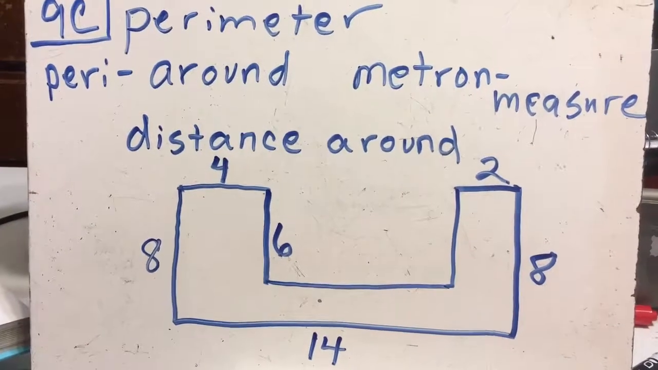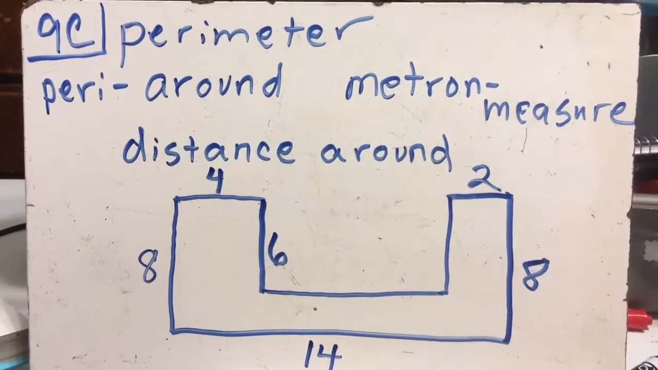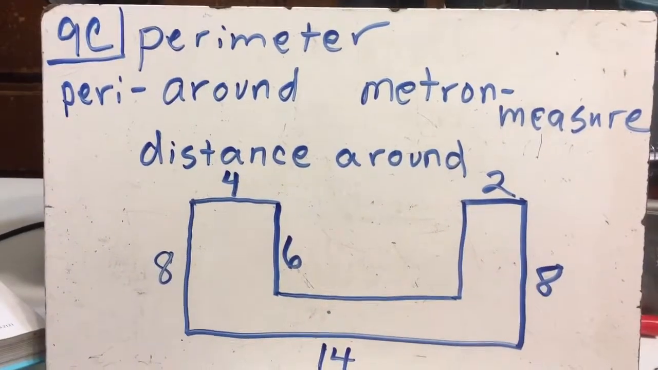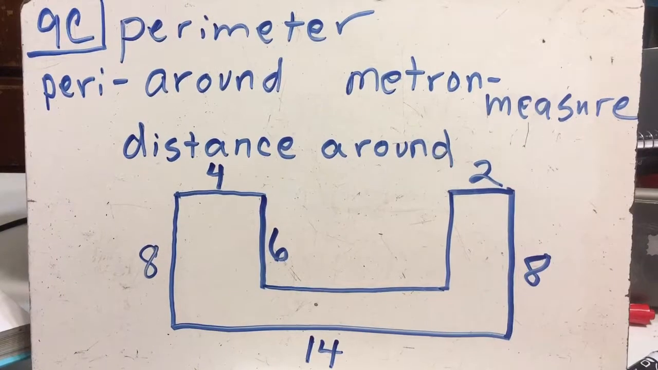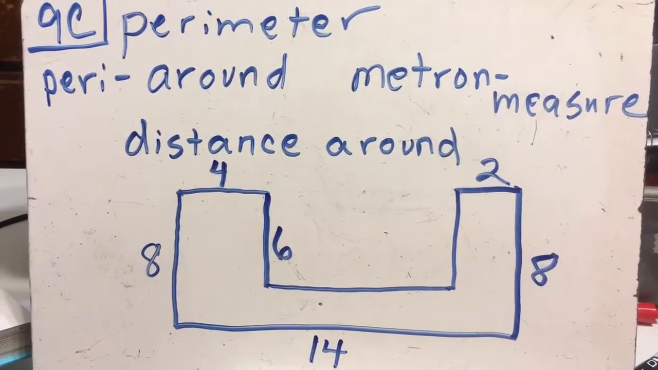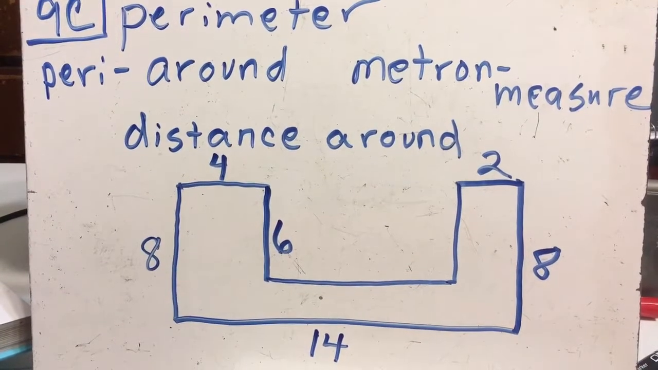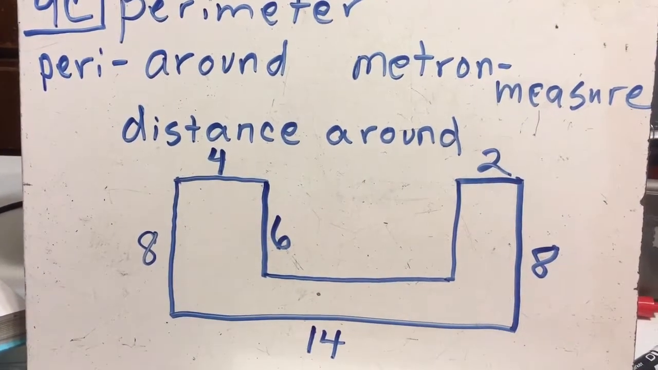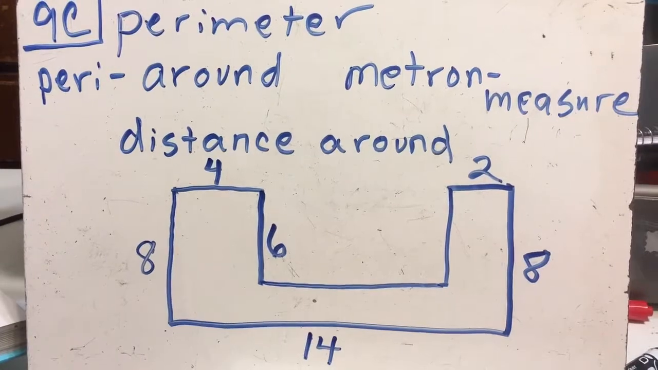Okay, here we have in 9C the concept of perimeter. Now, peri means around and metron means measure. And so perimeter means the distance around. So you had a little bit of Greek this morning.